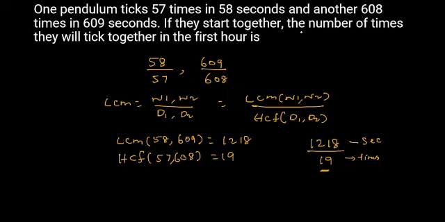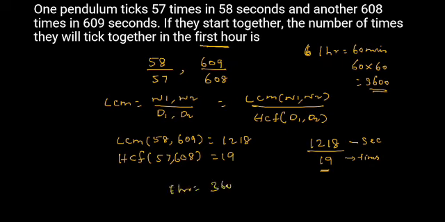Now the question has been asked for the first 1 hour. You know that 1 hour is equal to 60 minutes. If I convert that into seconds, every minute is 60 seconds. So 60 minutes times 60 seconds is equal to 3600 seconds. Now for every 3600 seconds, how many times do both pendulum clocks tick together? For every 1218 seconds, the pendulums tick 19 times.